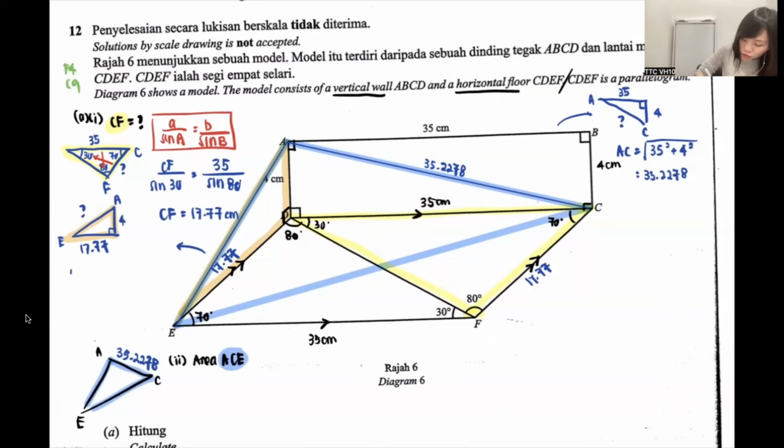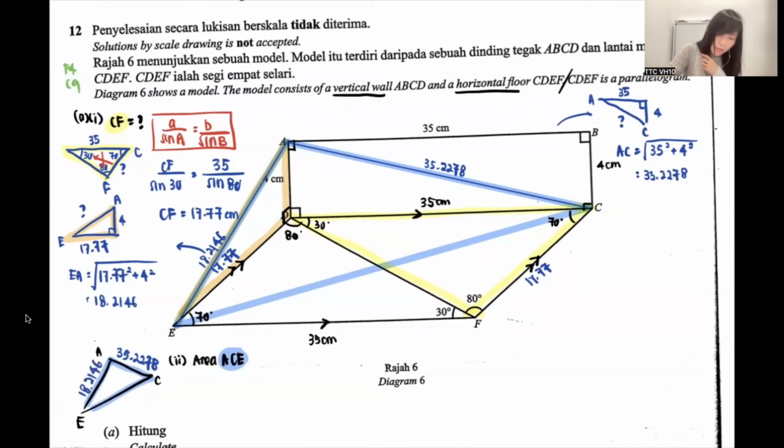So EA, again, can do Pythagoras theorem. How do I do that? EA, can use the short one squared plus another short one squared, square root it, able to get the last one. I'm getting 18.2146. So this one is 18.2146. Okay. So other than this 18.2146, I think I need EC also.